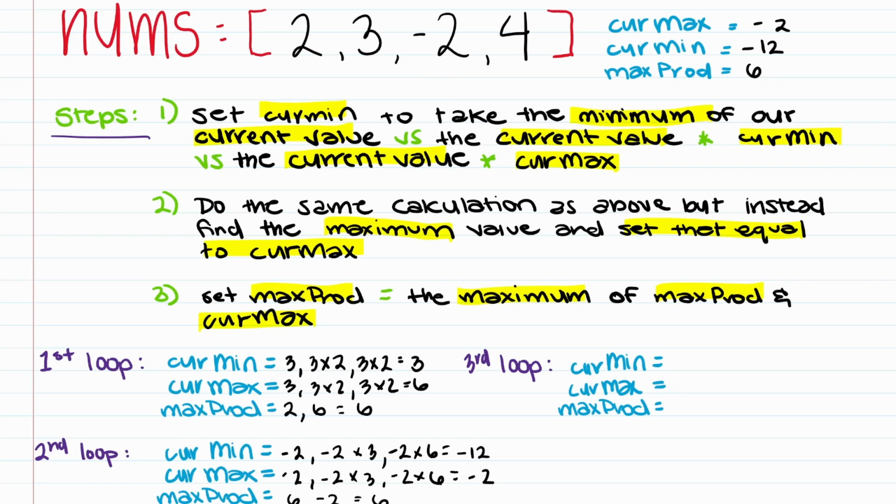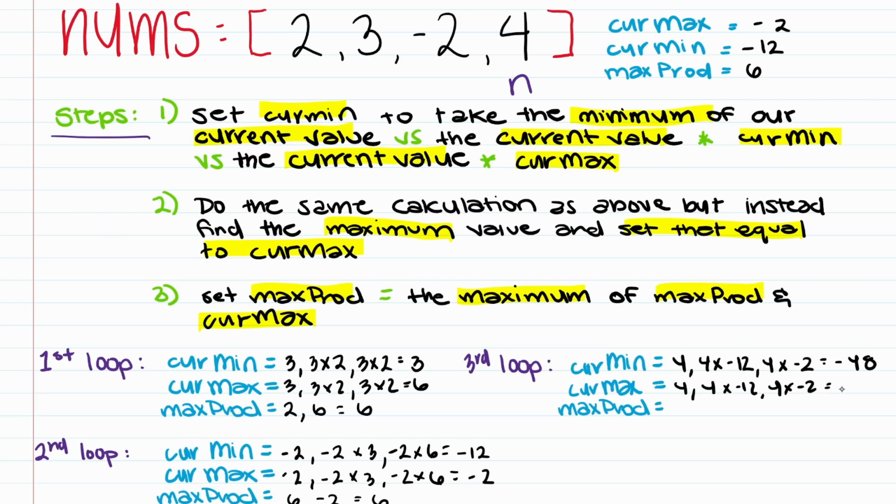And then we go to the next number in our loop. Last time, we're going to take n, which is going to be 4. And then we're going to do 4 times our minimum value, which was -12, and then 4 times our maximum value, which is -2. And then our minimum of this is going to be -48. So take all the same as above, 4 times -12, 4 times -2.